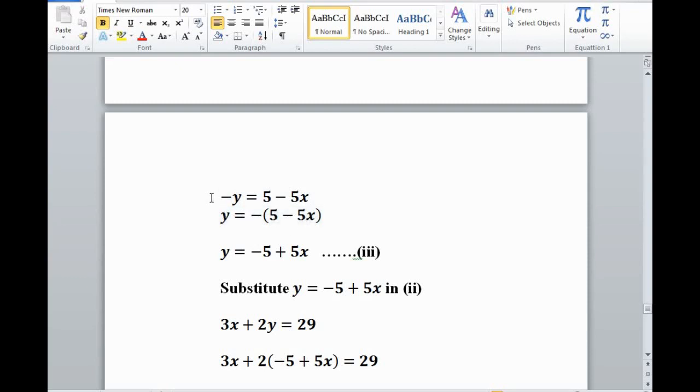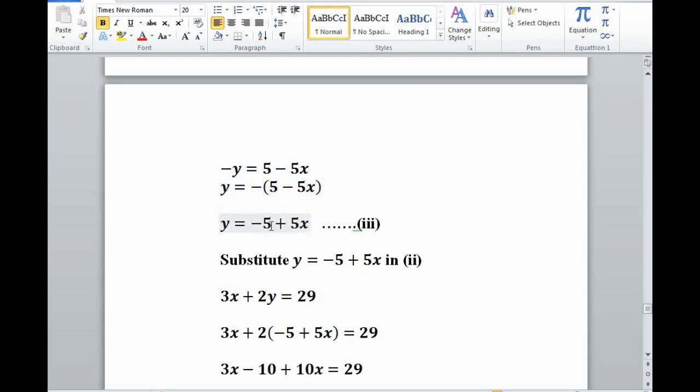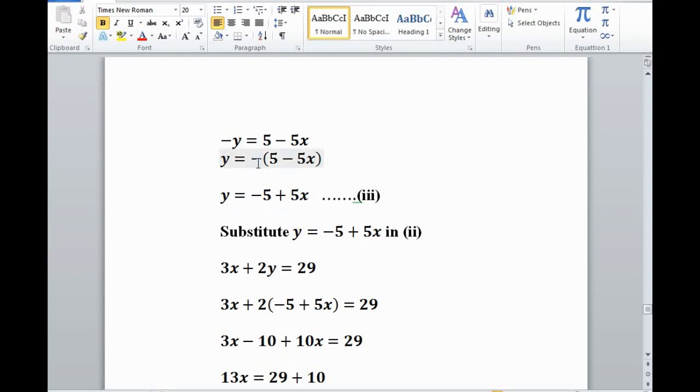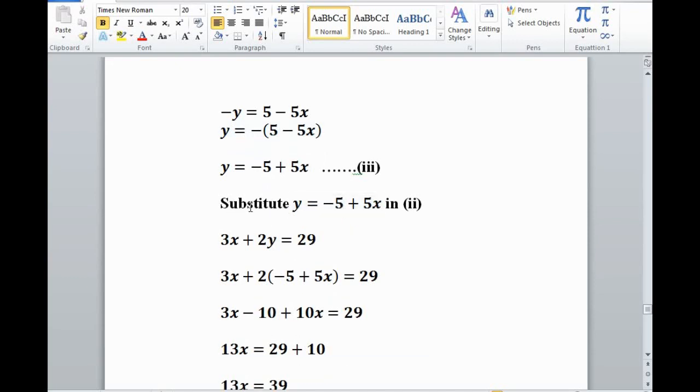Or if we multiply negative 1 on both sides of this equation, then minus 1 multiplied by minus y gives us positive y. And minus 1, or simply the negative sign, multiplied by 5 minus 5x. Next step is to multiply this negative sign by positive 5 and negative 5x. So minus multiplied by plus gives minus, minus multiplied by minus gives plus 5x. So y equals negative 5 plus 5x. This is our equation 3. And now let's substitute y equals negative 5 plus 5x in equation 2.